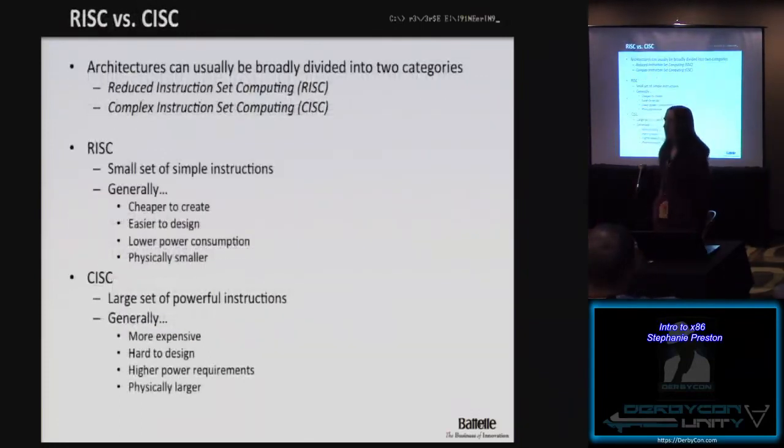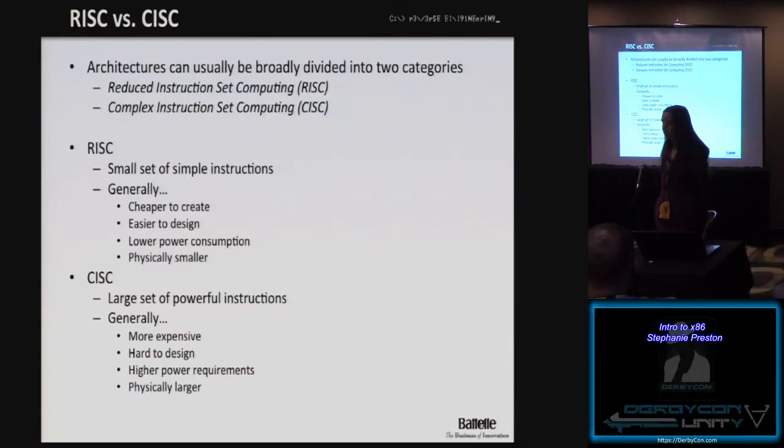So architectures at a high level are divided into two main categories: reduced instruction set computing, called RISC, or complex instruction set computing, called CISC. The difference between RISC and CISC is generally that a RISC is a very small set of simple instructions. Because it's a set of simple instructions, it's generally cheaper to create. Those processors are cheaper to produce because they're not as functional. It's easier to design, lower power consumption, which also makes them physically smaller.